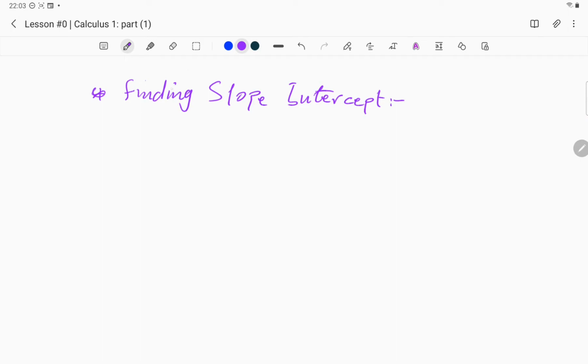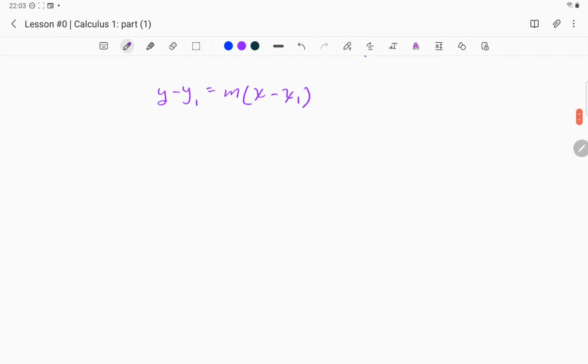So basically, to help you understand a little more: y minus y1 equals m times x minus x1. That's the point slope; to get the slope intercept, you use this. What you also know is that m is rise over run, which is half.